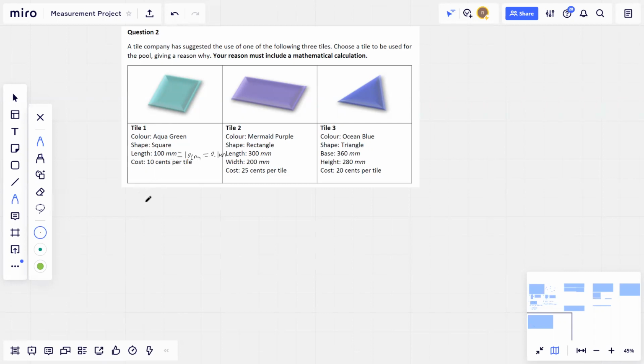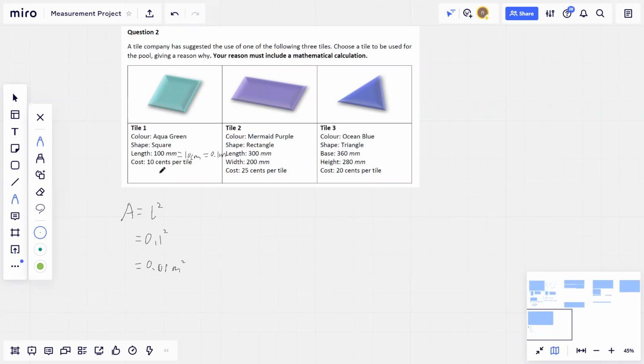And because tile one is a square, the area for the first tile is A equals L square, where L means the length. So that would be 0.1 square, which is 0.01 meter square. And the cost for each tile is 10 cents.